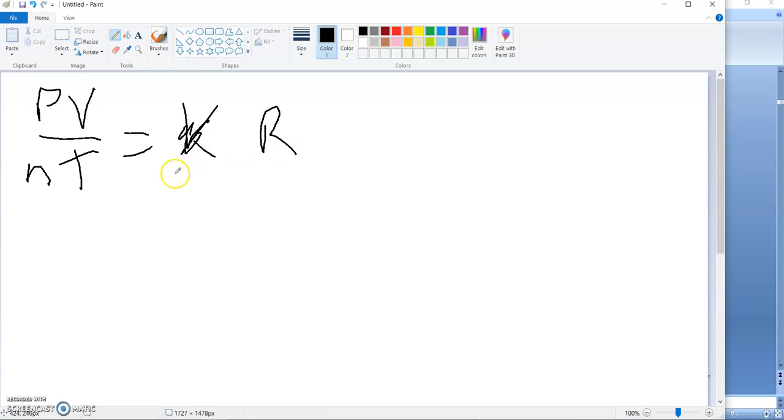But of course, we could rewrite that using some simple algebra. Take this denominator, multiply through to bring it up top, and you get PV equals nRT.